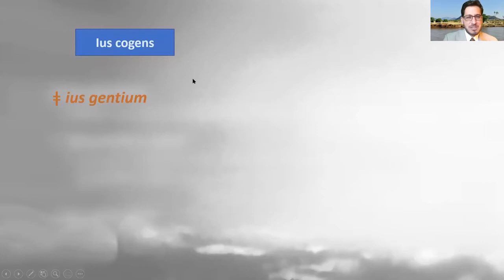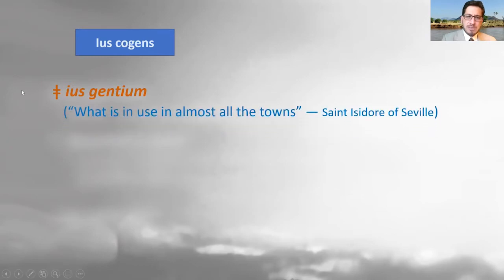It's not just jus gentium. Jus gentium is a notion developed centuries ago in Rome also, no? It was the law for the Roman citizen and the people in the empire, and the law for all people that are not in the empire, that are outside, foreigners, and so on. The law of all people, no? What is the jus gentium, the antique concept? No, is what is in use in almost all towns. This is a typical notion of Saint Isidore of Seville.